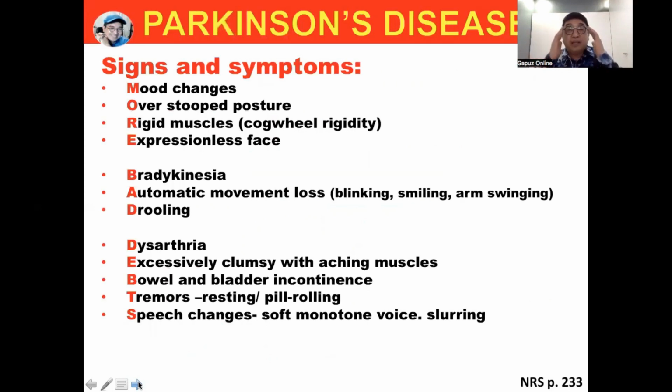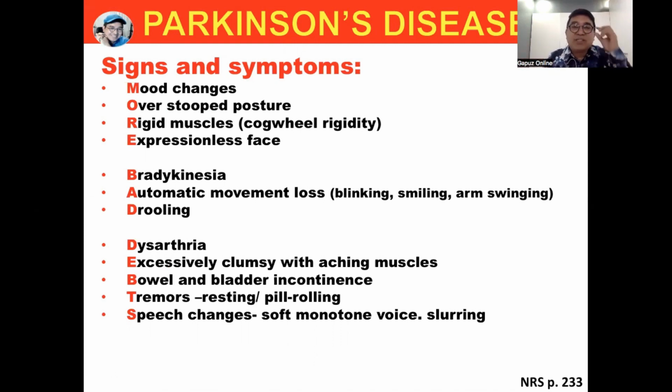Focus on the symptoms, but take note, you have to know the descriptive version of the signs and symptoms as presented here. Like, for example, mood changes could be the same as irritability. Stooped posture could be described as the patient seems to be moving with the upper body faster than the lower body. Rigid muscles or cogwheel rigidity. It's very difficult to turn, cogwheel. Expressionless face or apathy. Bradykinesia or slow movement. Automatic movement loss. There's no blinking, no smiling, no arm swinging when they walk.